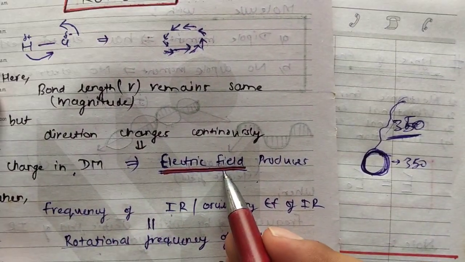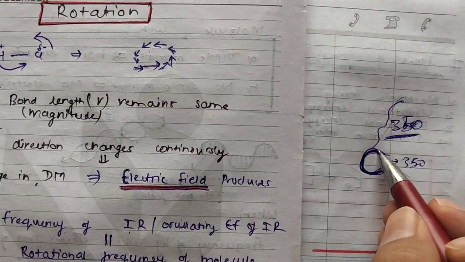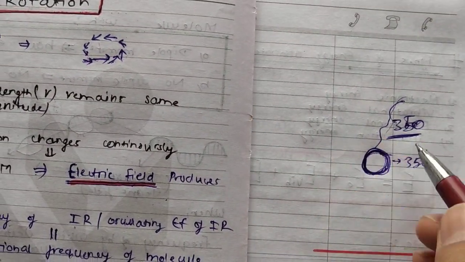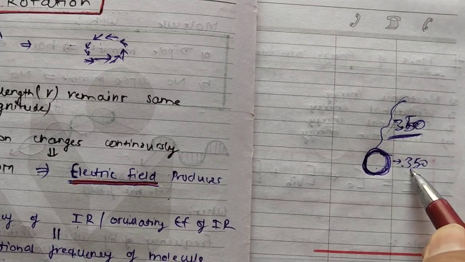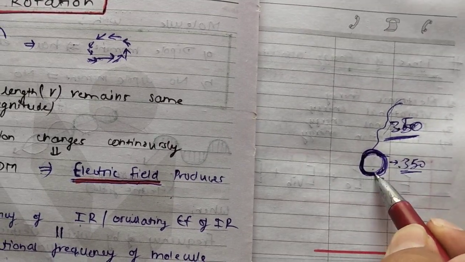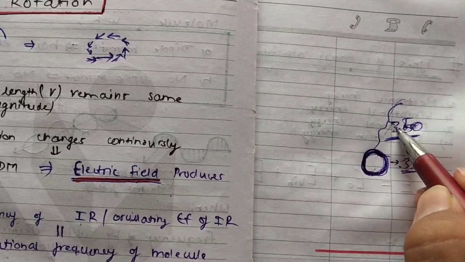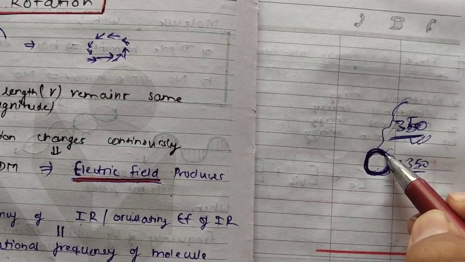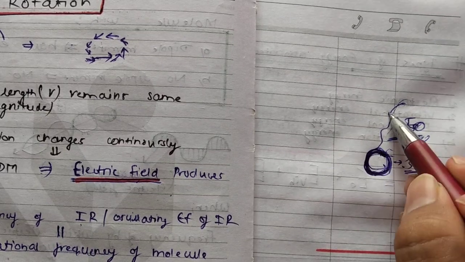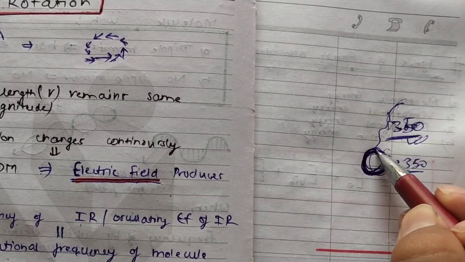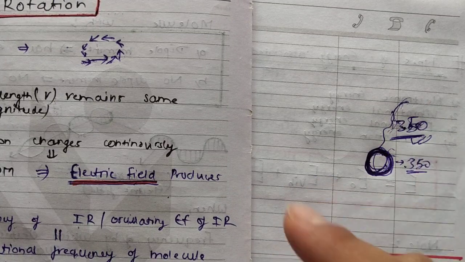Due to the change in the dipole moment, the molecule has an electric field. So when IR radiation of the same frequency as the rotational frequency falls on the molecule, they will absorb it because they have an electric field to interact with the electric field of the IR. When they absorb, the energy of IR is used to increase the frequency of rotation.